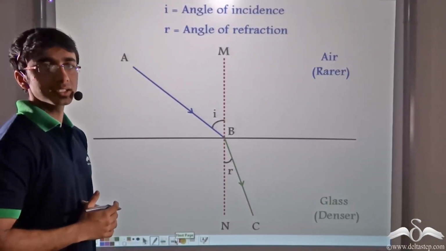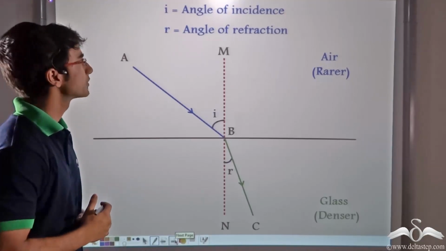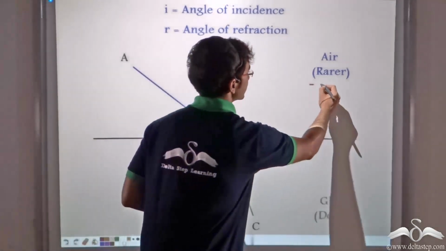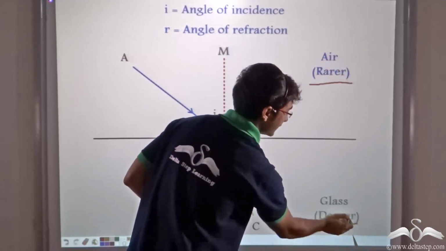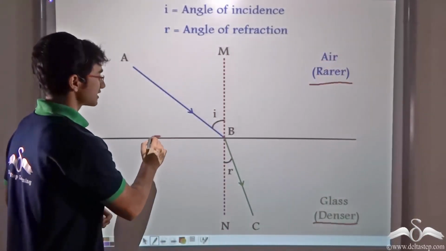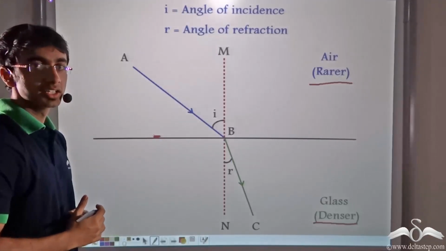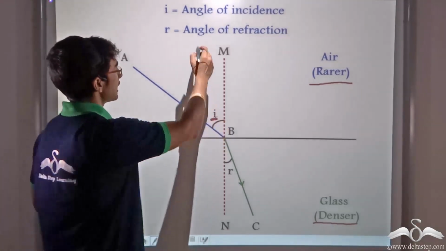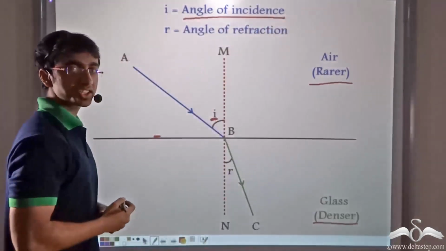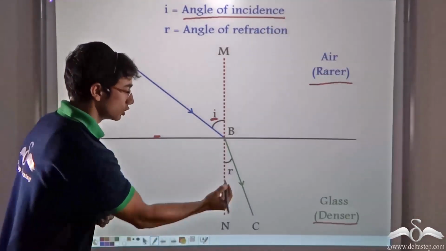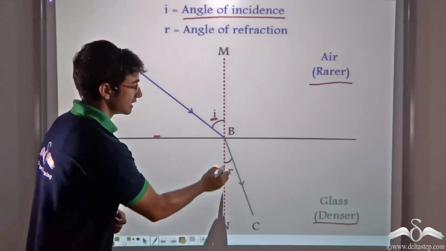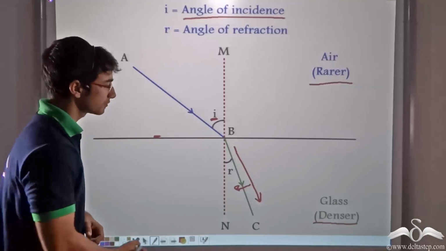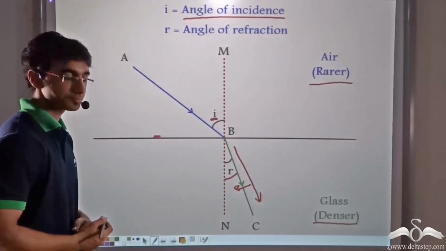Now before we talk about that, let us revisit some old concepts. We know that when a ray of light is incident from a rarer medium, that is air, on a denser medium, that is glass, at the air-glass interface, refraction occurs due to change in medium. Now the angle of incidence in this case is given by I. Due to refraction, the light ray bends towards the normal. In other words, refracted ray BC bends towards the normal. Here, R is the angle of refraction.